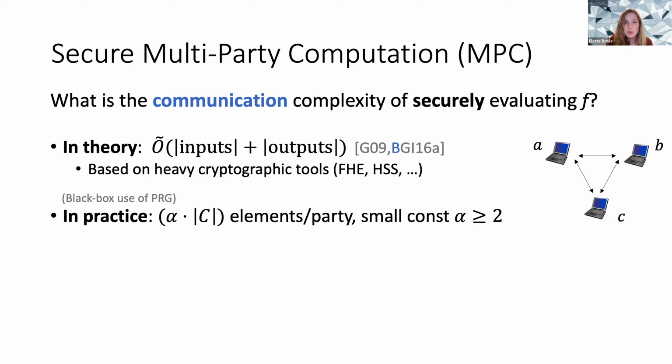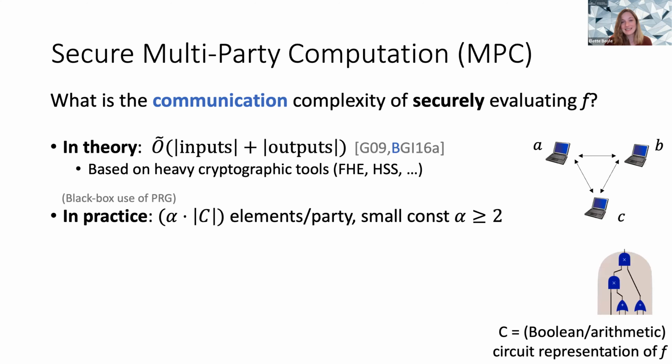And in this regime, again, there's been a tremendous amount of work since the 1980s, getting these protocols more and more efficient and with less overhead. Roughly what we have is that for this category of protocols, the communication complexity scales as some constant alpha times the circuit size representation of the function f. Here alpha is some small constant greater than or equal to 2 in general.